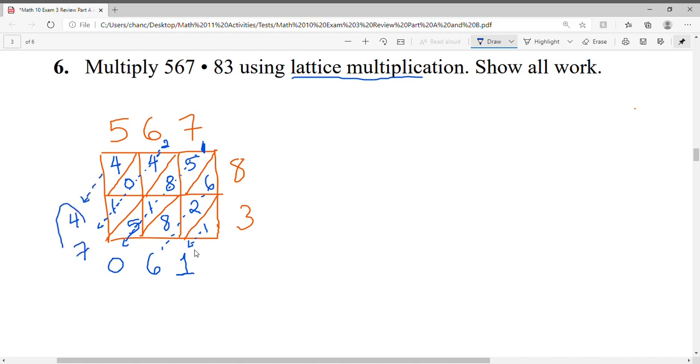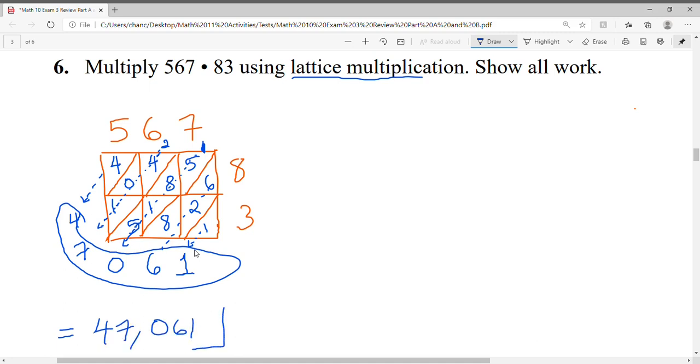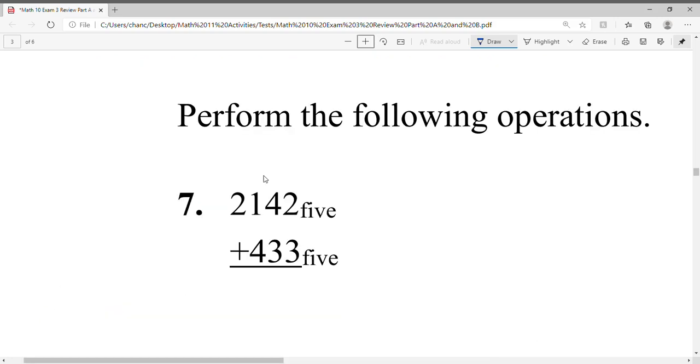So here's our solution. We'll have to write it clearly. This is equivalent to 47,061. Now you could always double check with the calculator, but remember you have to use the lattice multiplication method to get full points. For number 7, let's add 2142 base 5 plus 433 base 5.